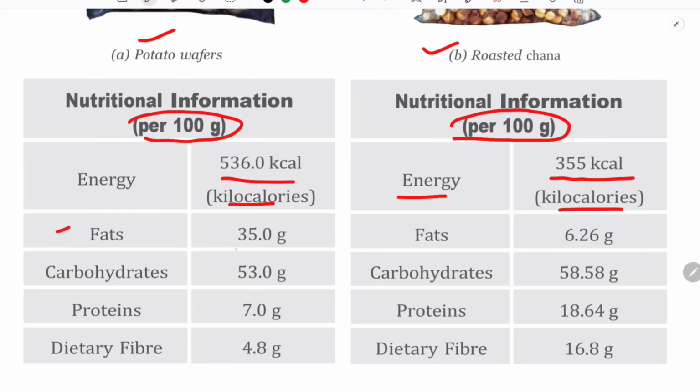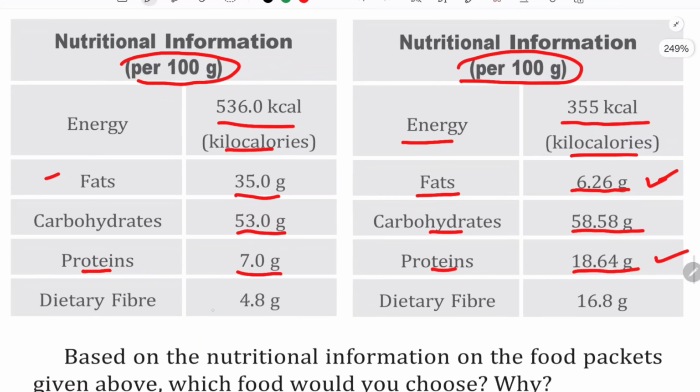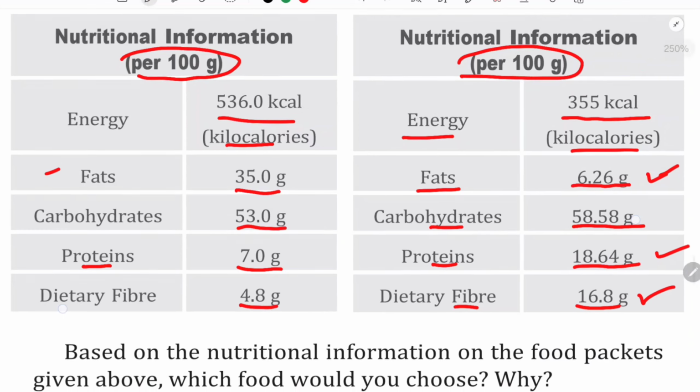And in case of fats, 35.0 grams, and in roasted chana, 6.26 grams. So this contains more, isn't it? So this is better, okay. And again carbohydrates, 53.0 grams, and in roasted chana 58.58 grams. So moreover these are the same. And protein, this is important, okay. Protein only 7.0 grams, and here protein is 18.64, almost double, isn't it? And what about dietary fibers? It contains only 4.8 grams, and here it contains 16.8 grams. So we will consider this roasted chana as healthier for our body, okay.